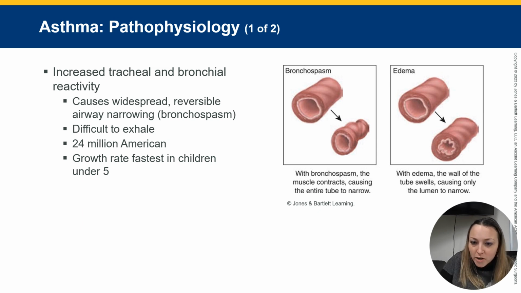And if you look here at the slide, you can see the different types of restriction: the bronchospasm, where the airway tightens and goes from being real big to real small. And then if you look at edema, we get that edema inside the airway, and it goes from being a big lumen to a crinkly, very much reduced lumen size.